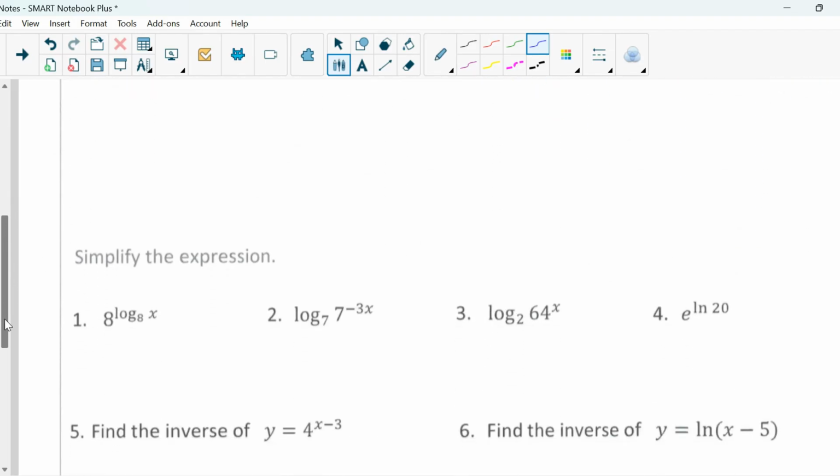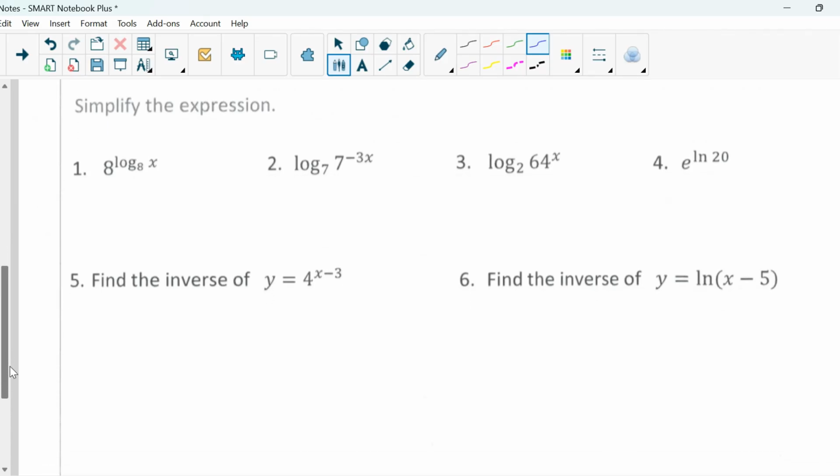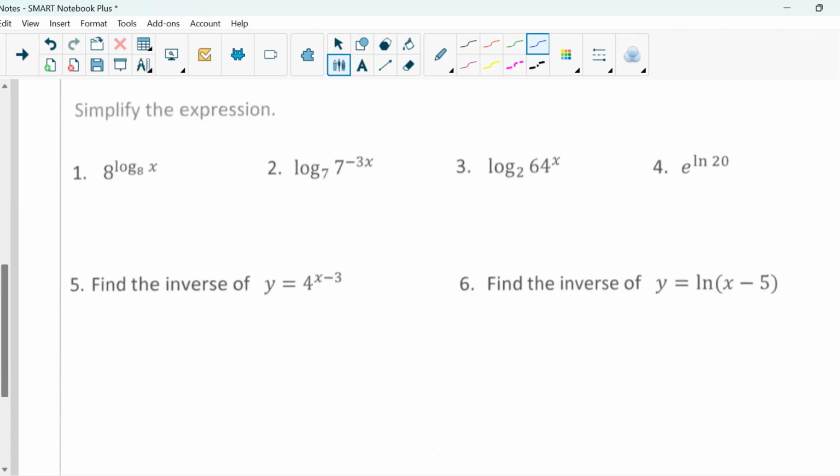All right, scrolling down here. Let's work on simplifying some of these expressions. This is exactly what we were doing on the last page. So once again, your exponent and your base will cancel out, leaving me with just x. And same goes here. My base and my base of my exponent cancel, leaving me with just negative 3x.